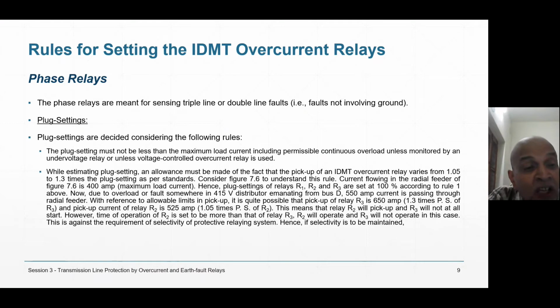Therefore, considering all this, I have to decide the plug setting. I cannot decide the plug setting less than that. Otherwise, there will be uncalled for tripping. That is very logical; nothing is required to be explained. But the second rule is a little difficult.